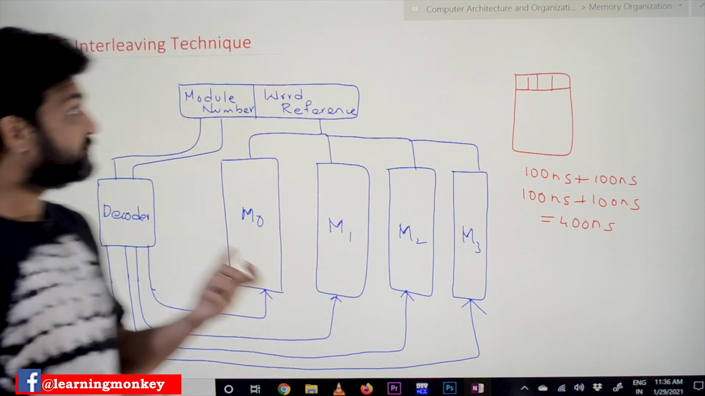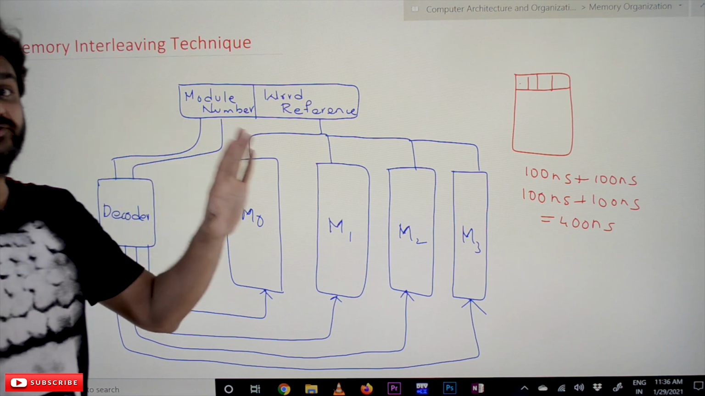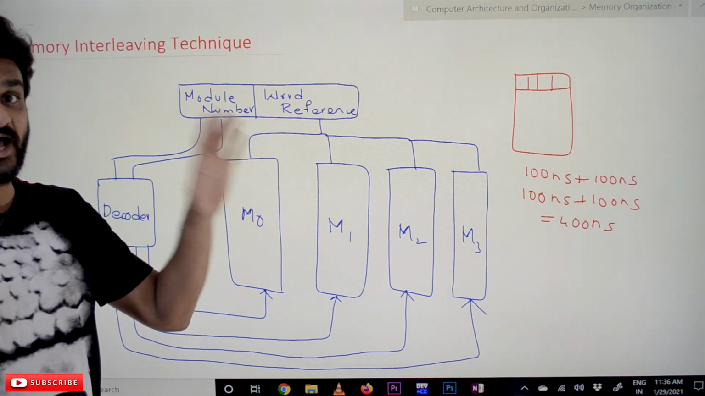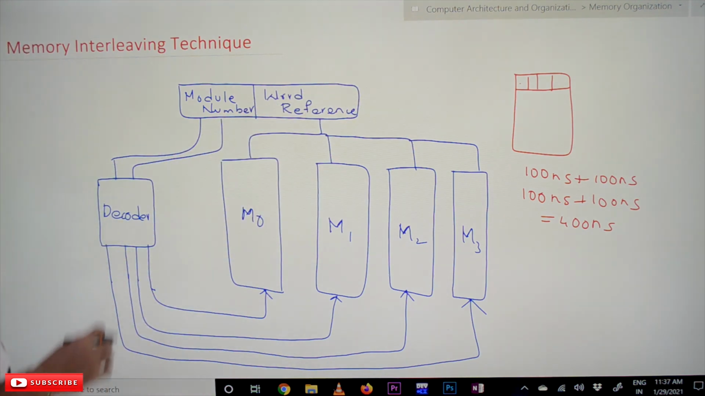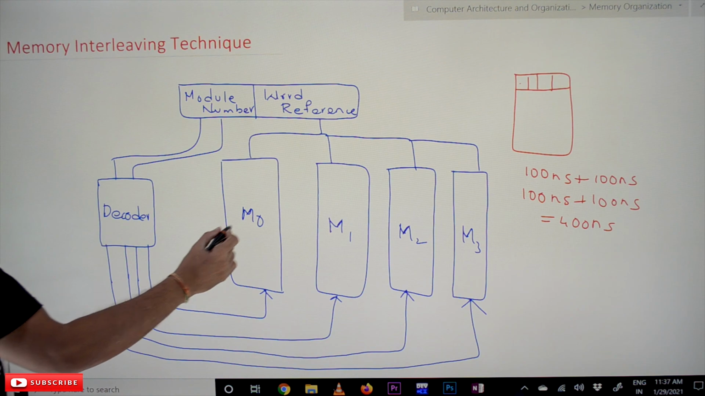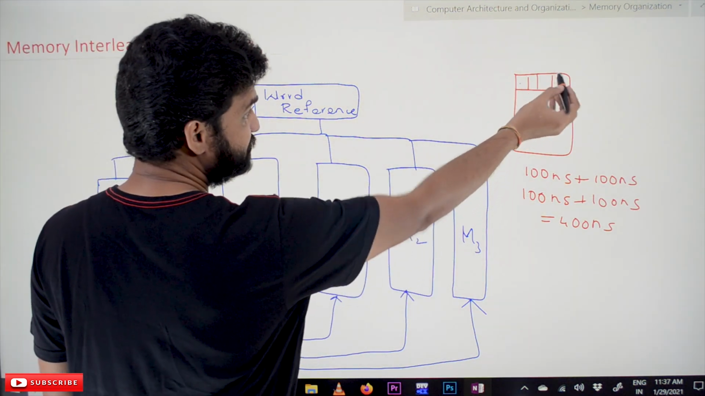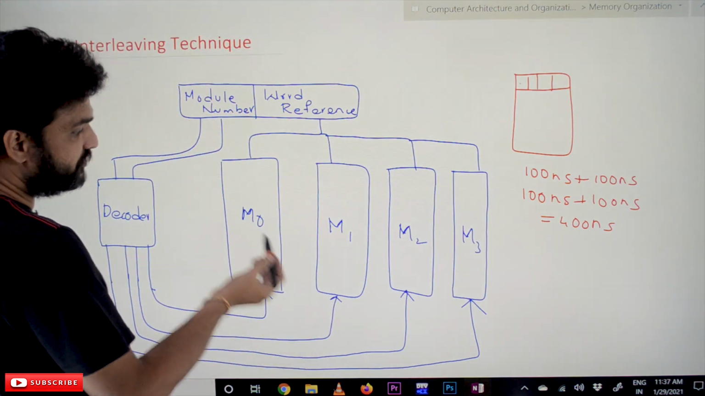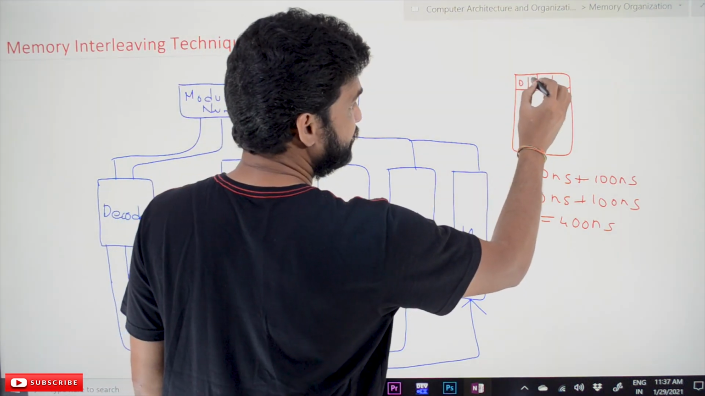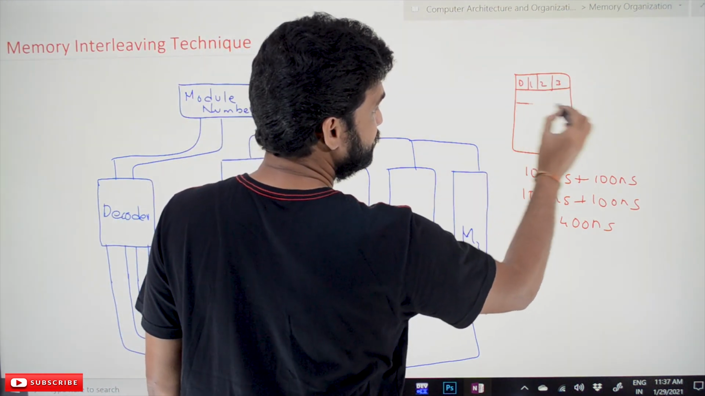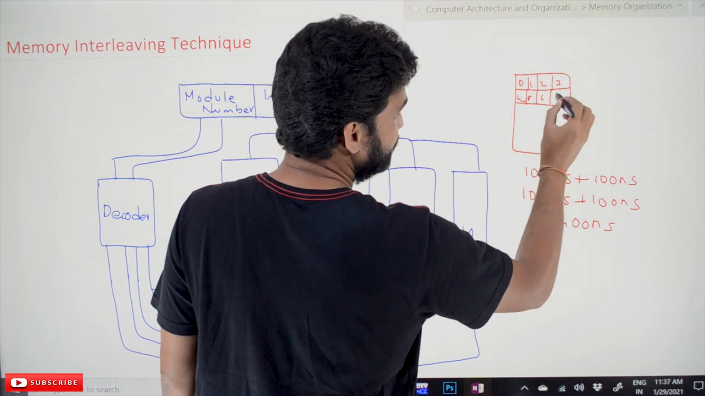But there is a technique called memory interleaving technique, with which we can reduce the average access time. The average access time of the memory can be reduced. So what is the technique? This memory interleaving technique uses multiple modules. For example, if we are having 4 words in a block, we are going to have 4 modules. Here we are having 0th word, first word, second word, and third word. And in the second block, we are having 4th, 5th, 6th, and 7th word.